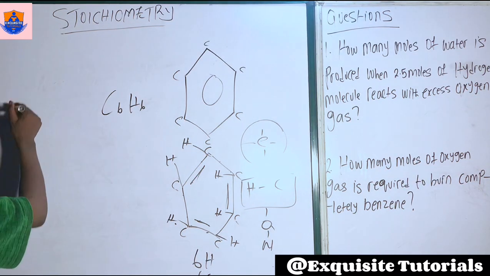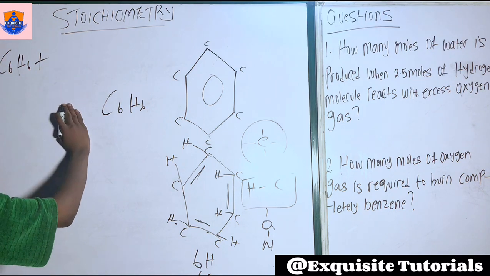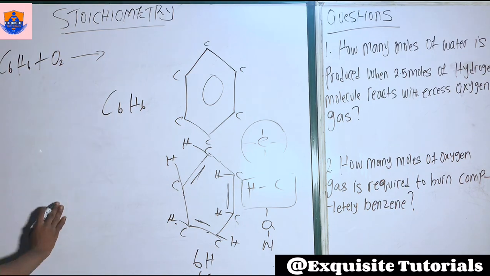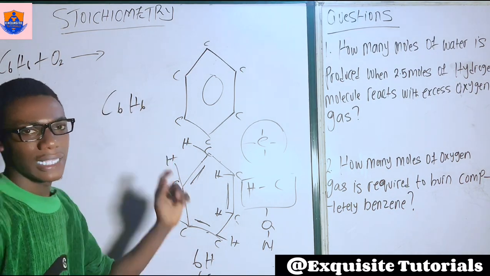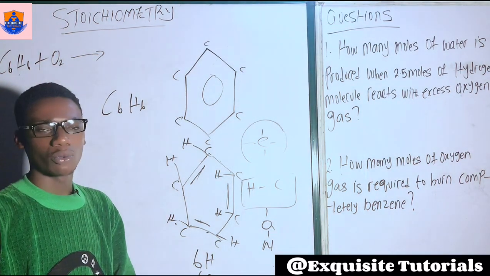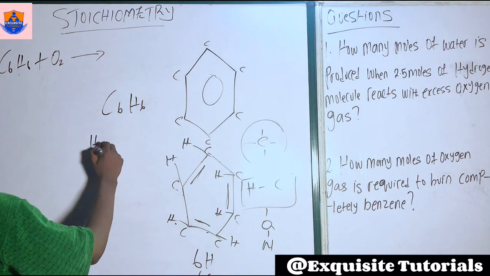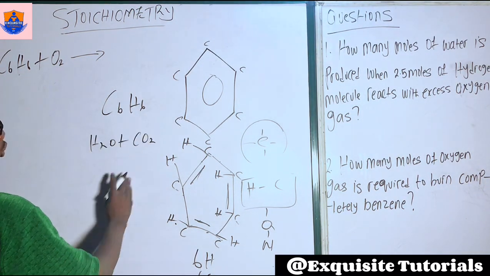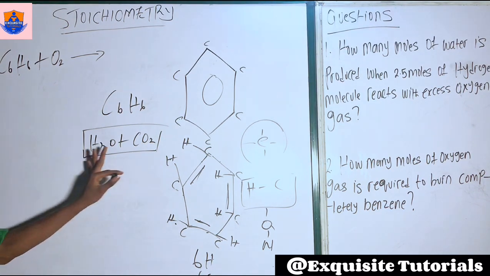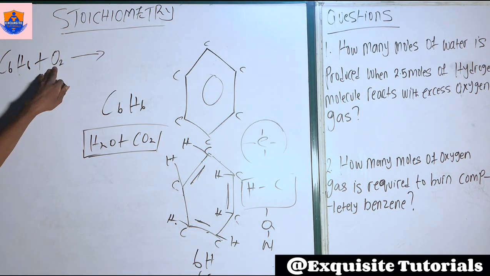Now let's bring out the structure. So we have C6H6 plus oxygen. What would the equation be? What would the product be? Now remember or recall or note that when you burn a hydrocarbon in oxygen, the products you will always have are water and carbon dioxide, H2O and CO2. These are always the products when you burn a hydrocarbon in air.